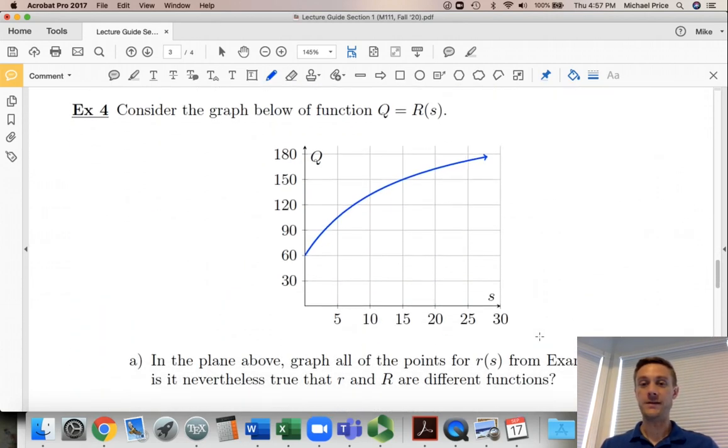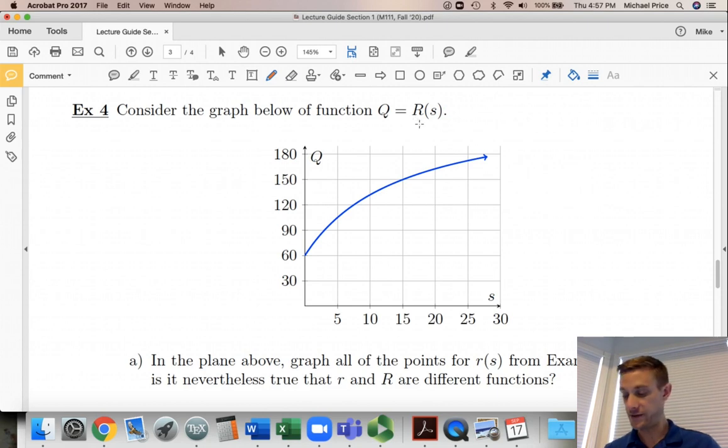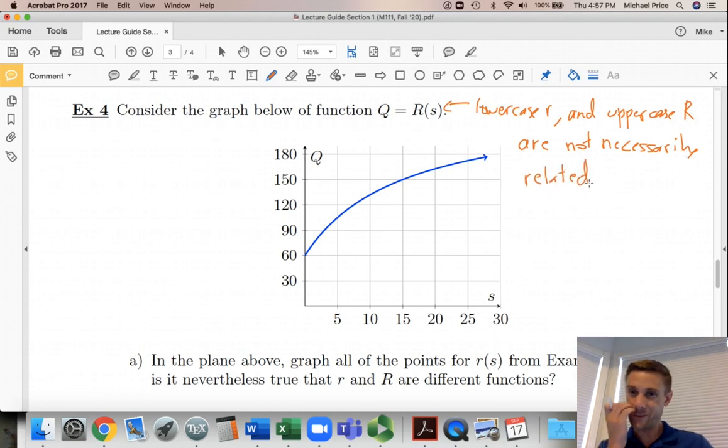Okay, you start to get a little bit suspicious here. So this is, in theory, a brand new function which we are calling capital R of S, and maybe that's worth a quick little note. Lowercase r and uppercase R are not necessarily the same function, or even related mathematically. They don't have to be.